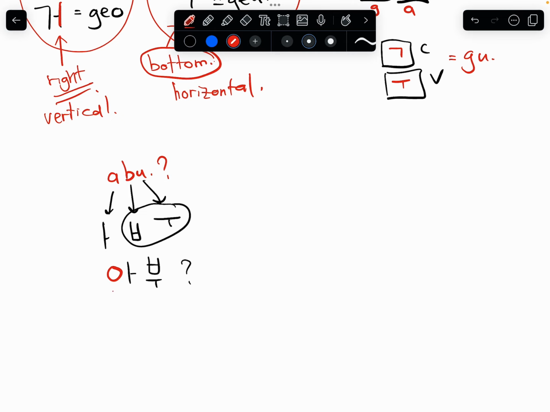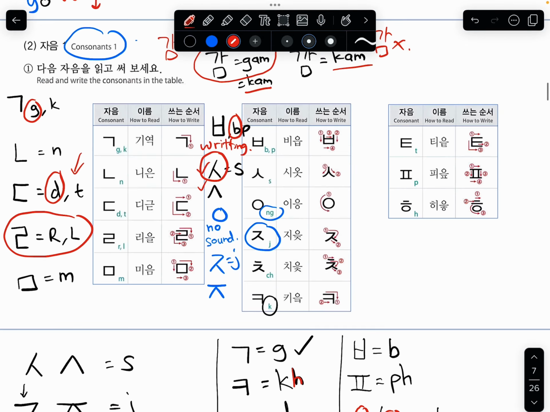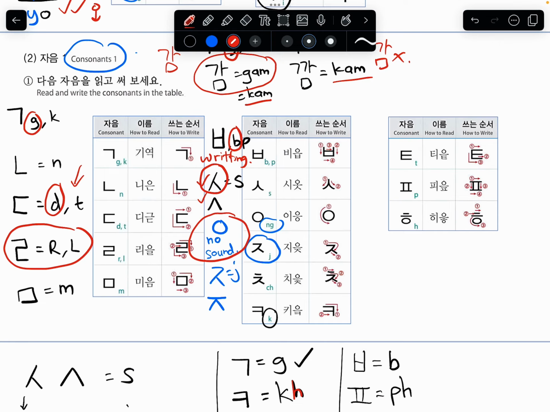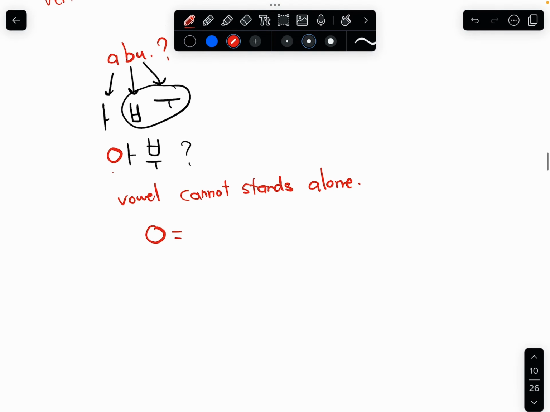So a vowel cannot stand alone. You always need to have the circle one. So that is why I said just now, this circle has no sound. Like this, if you want to say it, you cannot write this, it's wrong. You write this for it.